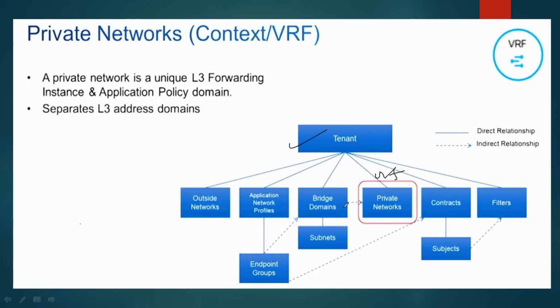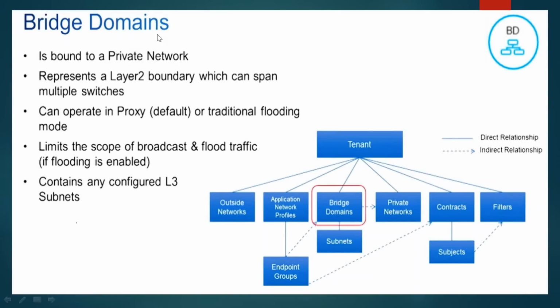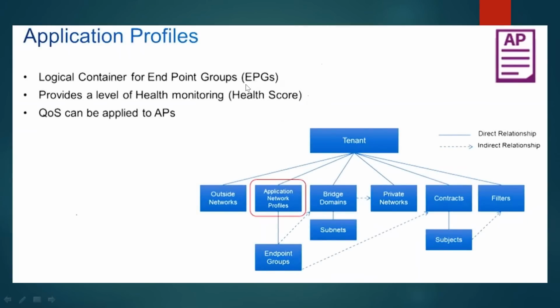Again, you have the VRF mapped to the bridge domain, and VRF is virtual routing forwarding instance, correct? In Cisco, we have been using this VRF for a long duration. We have bridge domain bound to private network, that is the VRF, represents L2 boundary which can span across switches, can operate in proxy, that is the default mode, or traditional flood mode, limits the scope of broadcast and the flood, contains any layer 3 subnets as well. So bridge domain is also very important because whatever endpoint groups you have, you are mapping towards the bridge domain to get the gateways. And then we have application profile, the logical entity.